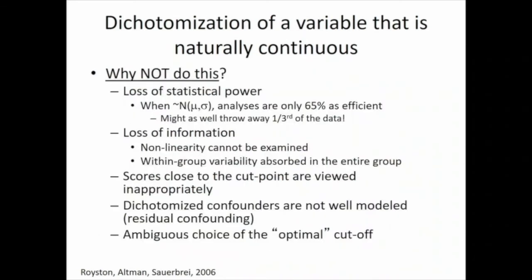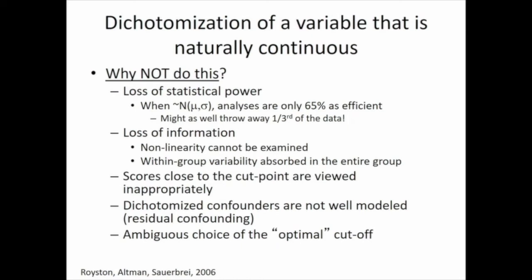So why wouldn't you do this? Look at the first one, loss of statistical power. If you artificially dichotomize your outcome, you might as well throw away 1/3 of your data. It goes back to the level of measurement. When you artificially dichotomize, now you have a variable that was ordinal or interval, and you're making it nominal. Nominal data don't have as much information in them. There's like 0 or 1, male or female, responder or not. So you lose, 65% efficient, you lose 1/3 of the data.